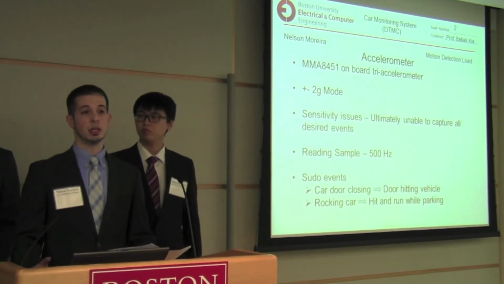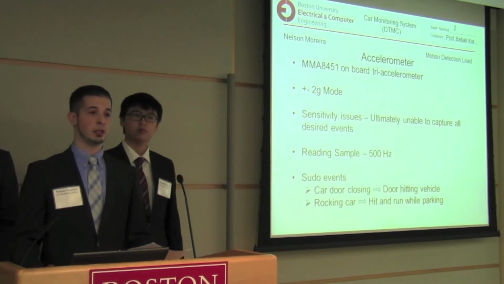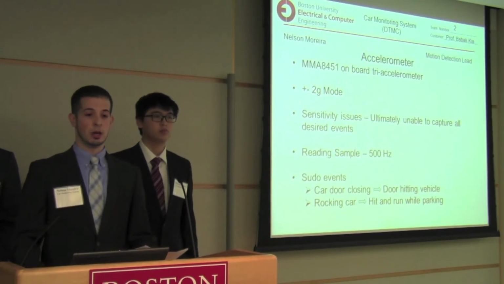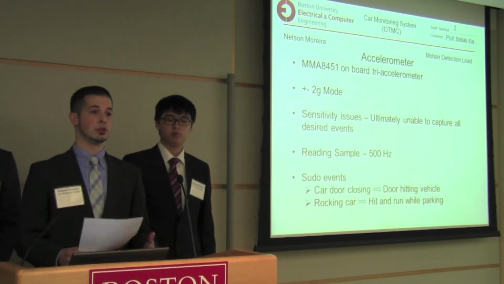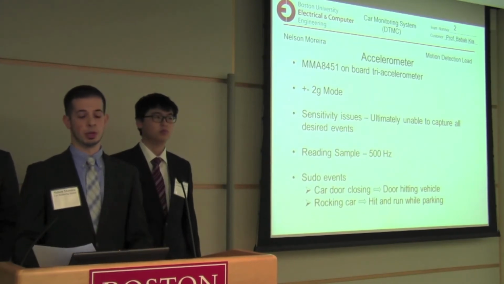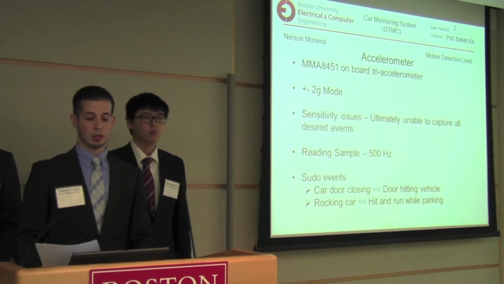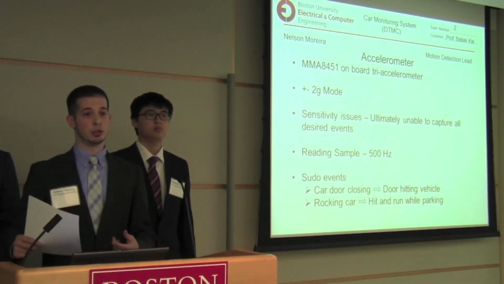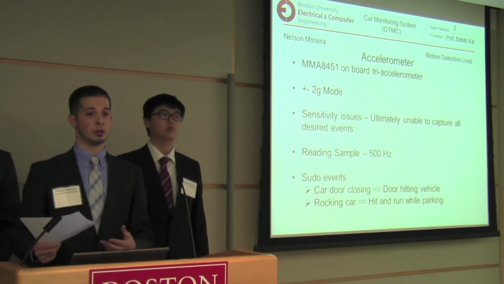Events such as leaning on the car or a child moving in the back seat, which were 2 of the desired events that we wanted to indicate to the user. Since cars have dampeners and shocks, the acceleration felt by the accelerometer on board was too small to pick up. So the events that we did detect were someone opening their car door up onto your car, or a hit and run while parking.